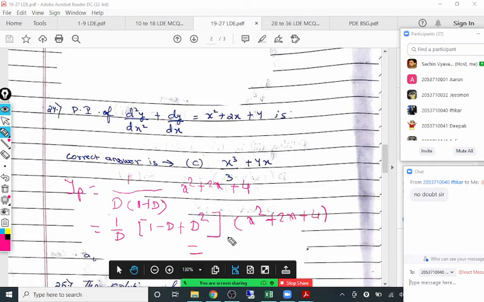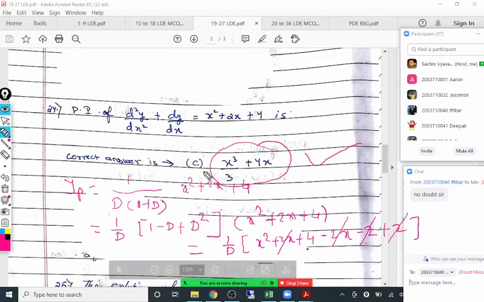Now 1 by D is kept as it is, and inside it is x square plus 2x plus 4. We multiply this bracket by 1 minus the derivative of the bracket, which is 2x plus 2, plus the second derivative of the bracket, which is 2. So out of that, minus 2 plus 2 gets cancelled, minus 2x plus 2x gets cancelled, and we are left with x square plus 4. Integrating, the 1 by D is still outside, so the integration of x square is x cubed by 3, and of 4 is 4x. And that's the correct answer again.